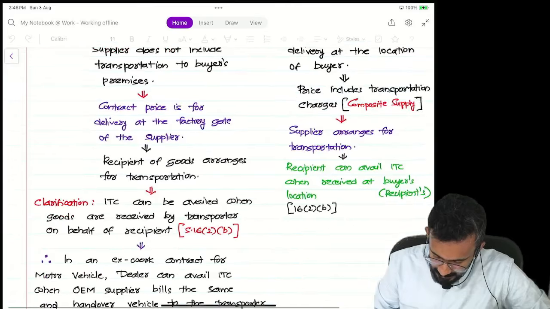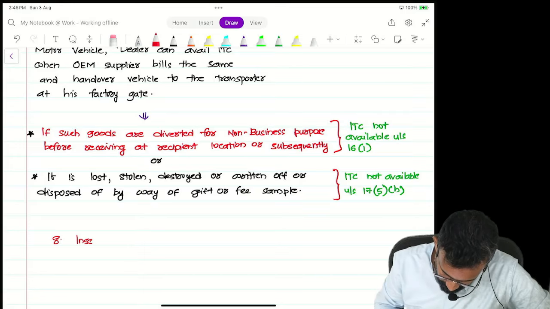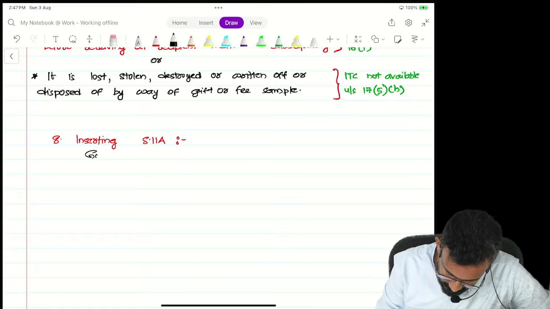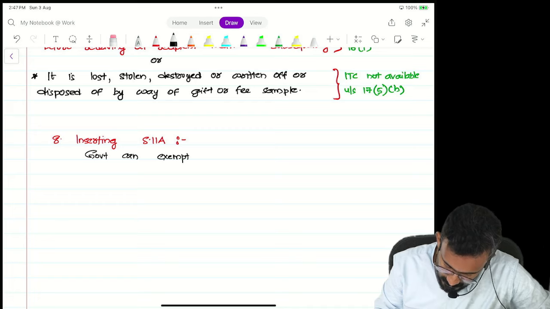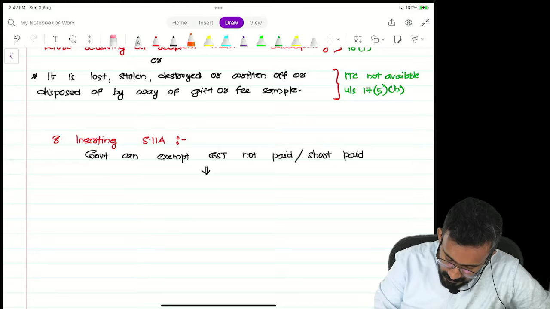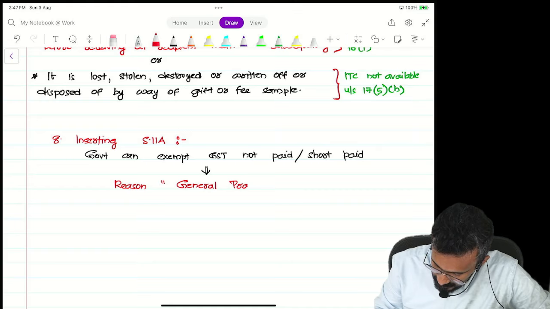What's the number? 8. Government can exempt GST not paid or short paid. Reason: general practice.